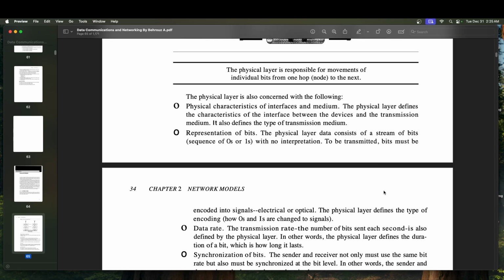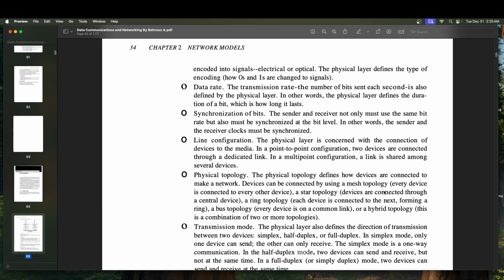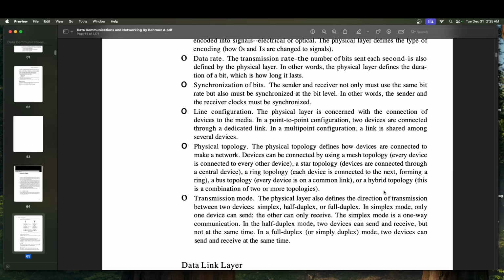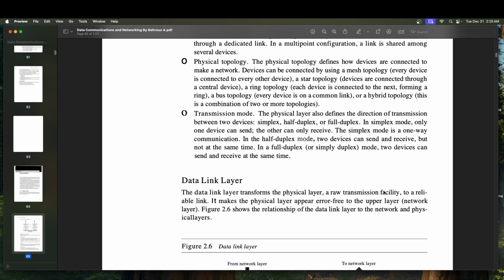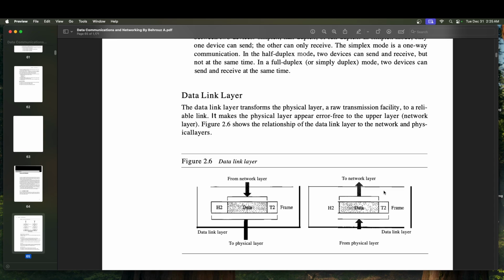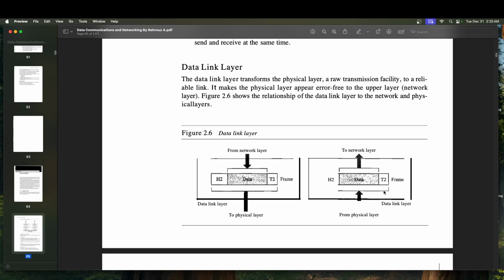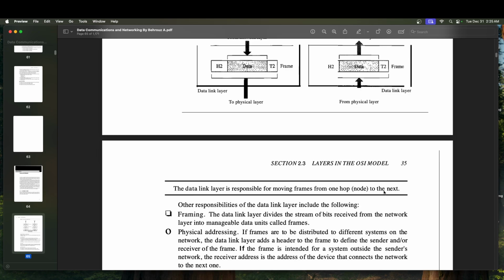And representation of zeros and ones as bits. The physical topology is how devices are connected, the transmission mode such as full duplex, how communication is taking place, etc. This is at the physical layer, where there is actual physical connection, not the data link. Remember, the physical layer does not do any error checking. So it's the responsibility of the data link layer to do the following tasks.